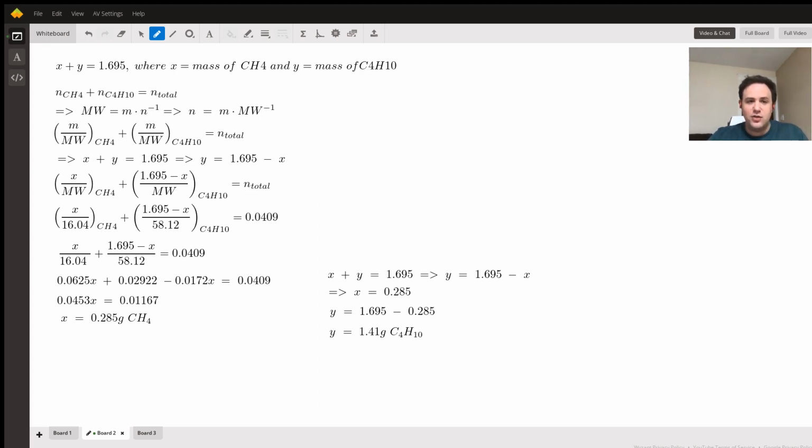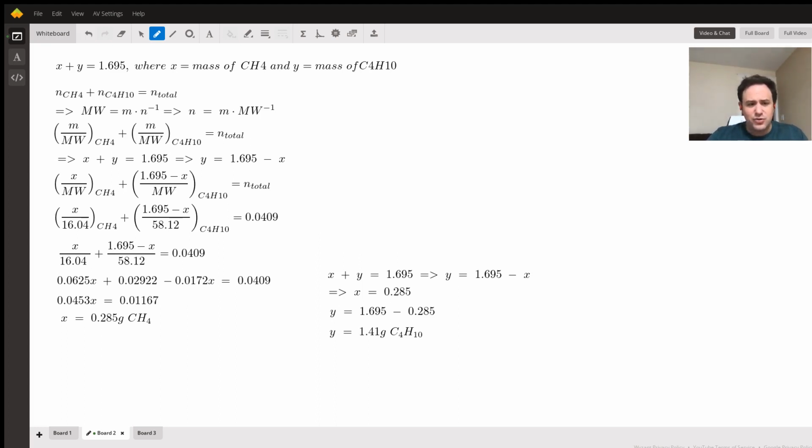We know that x is equal to the mass of the methane, and y is equal to the mass of the butane. But we want to put this into terms of one variable, either x or y. Doesn't matter which you pick. I went with x. So what you would do is rearrange that equation to say y is equal to 1.695 minus x, and plug that in place of y. Now we have x over the molecular weight, which is 16.04, plus 1.695 minus x over 58.12, which is the molecular weight of butane, is equal to 0.049.